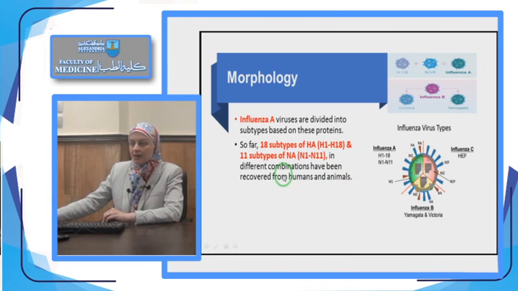So influenza A viruses are divided into subtypes based on these two surface glycoproteins. There are 18 subtypes for the hemagglutinin, H1 to H18, and 11 subtypes of the neuraminidase, N1 to N11, and influenza A occurs in all different combinations of hemagglutinin and neuraminidase. For example, H1N1, H2N2, H3N2, H5N1, and so on. Any different combination can occur and infect humans.